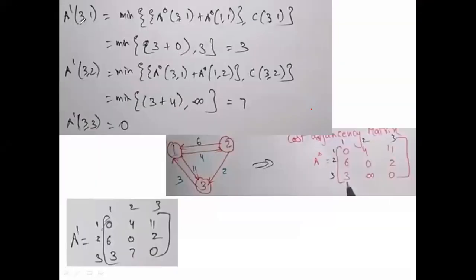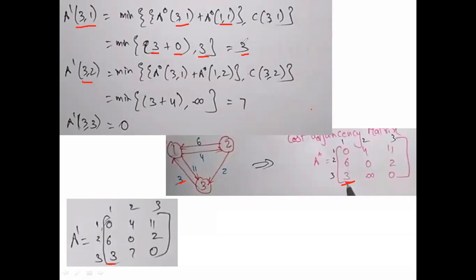So here A1 of (3,1), applying that equation. What is (3,1)? From the A0 graph, (3,1) is 3. So 3 plus (1,1) which is 0, 3 plus 0, and C of (3,1) from the graph, 3 to 1 is 3. So it is 3. Next, A1 of (3,2). Update 3 here, and applying this formula, what is (3,1)? 3.